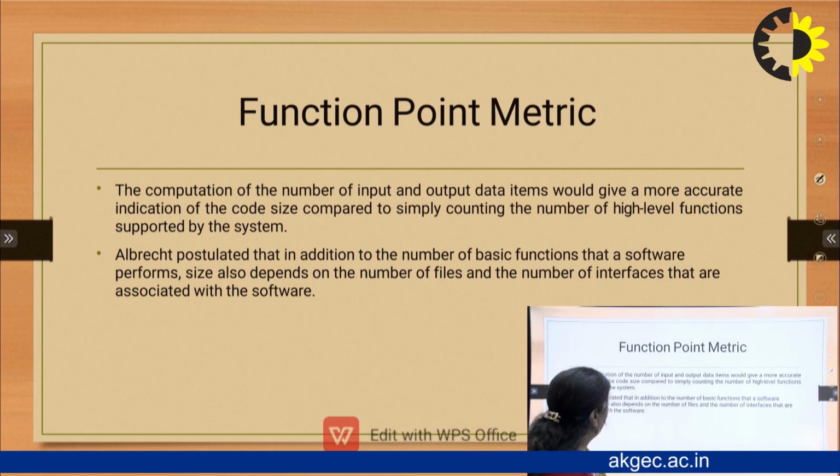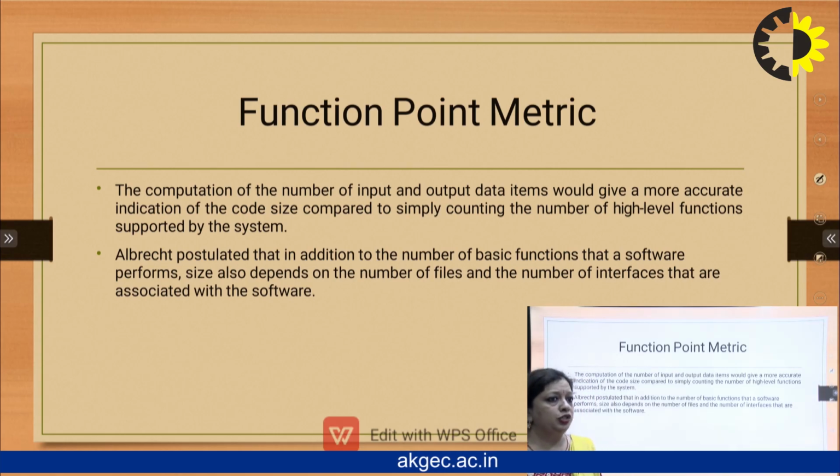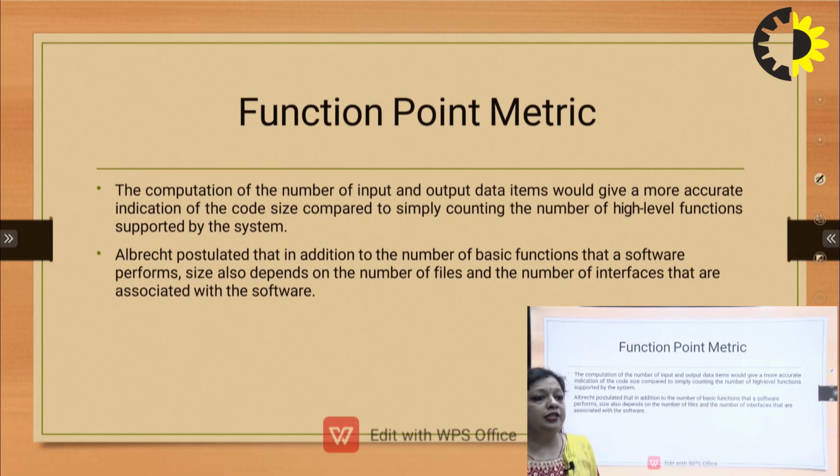As we have already discussed, we will be comparing the number of high level functions supported by my system and then analyzing how complex my code is. Basically, Albrecht postulated that in addition to the basic functions which software has, the major complexity of the software depends upon the number of high level functions it has, that is the number of inputs, the number of outputs, the number of files being used, the number of interfaces used by the software, and the number of inquiries made by the user which are associated with the software.